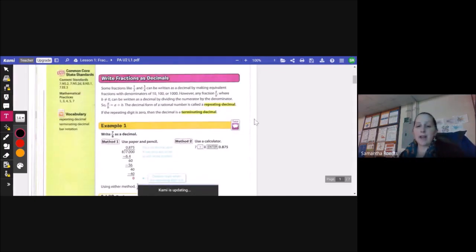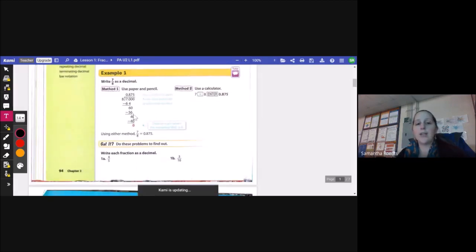So first, we're going to write fractions. Some fractions like 1/2 and 3/4 can be written as a decimal by making equivalent fractions with denominators of 10, 100, or 1,000. However, any fraction a over b, where b can't be 0, can be written as a decimal by dividing the numerator by the denominator. So a over b equals a divided by b. The decimal form of a rational number is called a repeating decimal. If the repeating digit is 0, then the decimal is a terminating decimal.